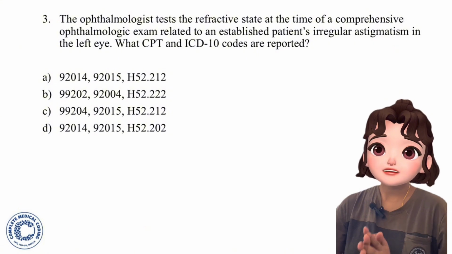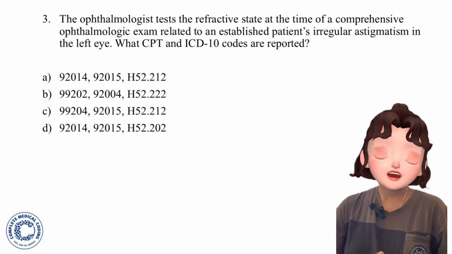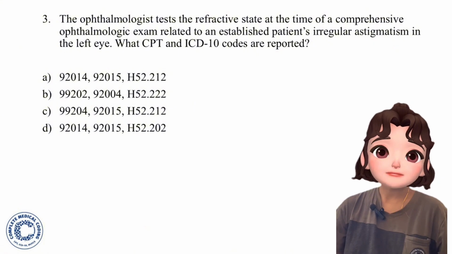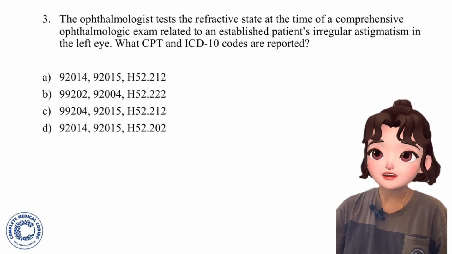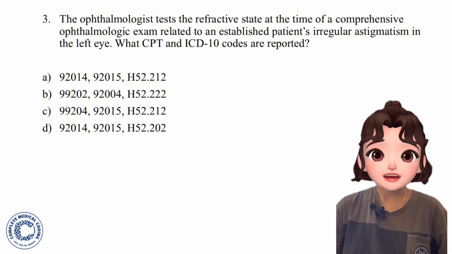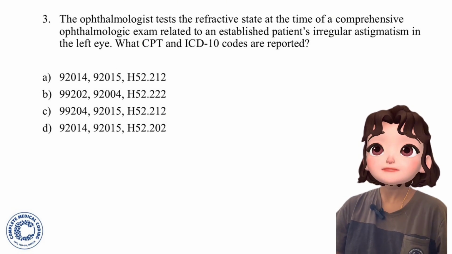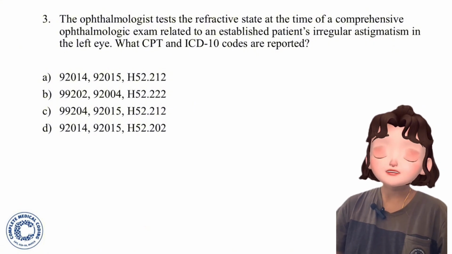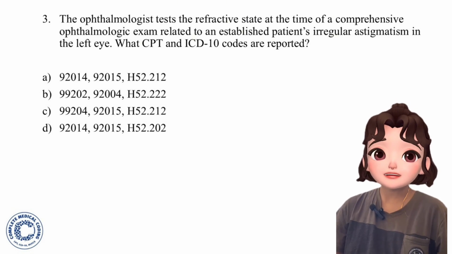One more thing: there is a guideline in ophthalmology. For ophthalmologic office visits, you should not use the E&M code. If there is a direct code for that ophthalmologic comprehensive or detailed examination in the office visit setting, then you code only that ophthalmologic code and don't go for the E&M code. So let's find the answer. Go to the CPT code itself and find the CPT code first.